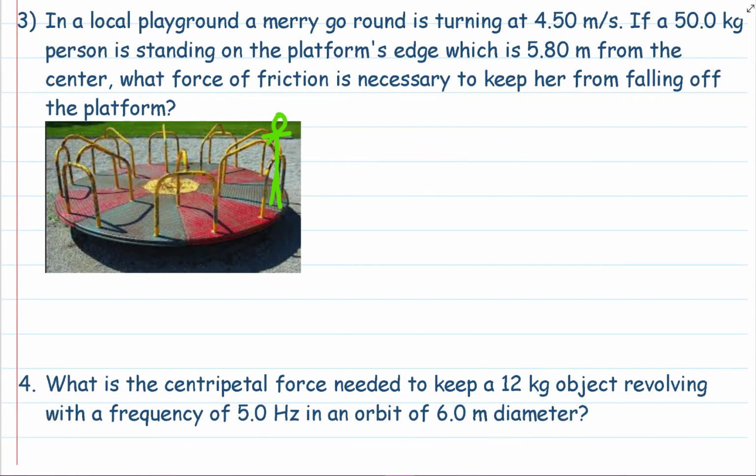Welcome back, physics fans, and here we go with our next examples on centripetal force and centripetal acceleration. In number 3, in a local playground, a merry-go-round is turning at 4.5 meters per second. If a 50-kilogram person is standing on the platform's edge, which is 5.8 meters from the center, what force of friction is necessary to keep her from falling off the platform?